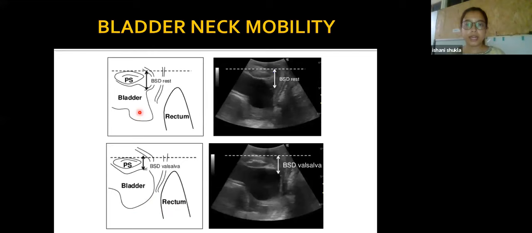So here, when the patient is at rest, we measure this distance from the posterior inferior aspect of pubic symphysis to the bladder base. This is the distance at rest. Then we ask the patient to do Valsalva maneuver, and again we calculate this distance. We subtract this distance from the distance at rest, and if it is more than 30 millimeter, we can categorize it as stress urinary incontinence.